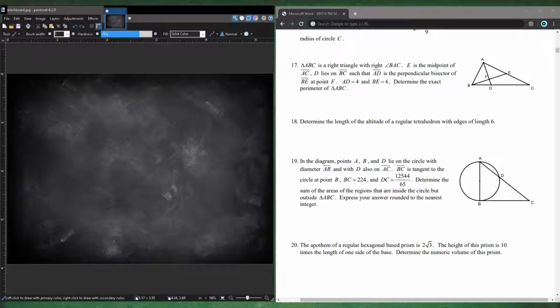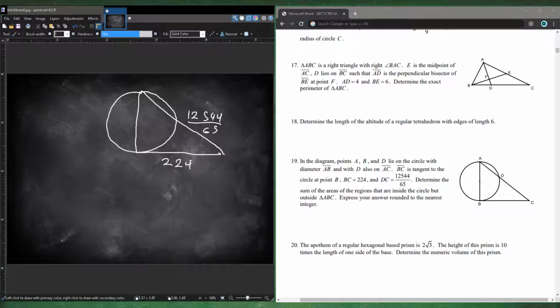Number 19. In the diagram, points A, B, C, okay, just follow this diagram. I'm not going to read it because it's kind of just repeating what's shown. So this is tangent, most likely. And they say DC is equal to 12544 over 65. And they say that BC is 224. So find the area of the regions that are inside the circle, but outside triangle ABC. So that means we have to find this area and add it together. Then we have to round to the nearest integer.